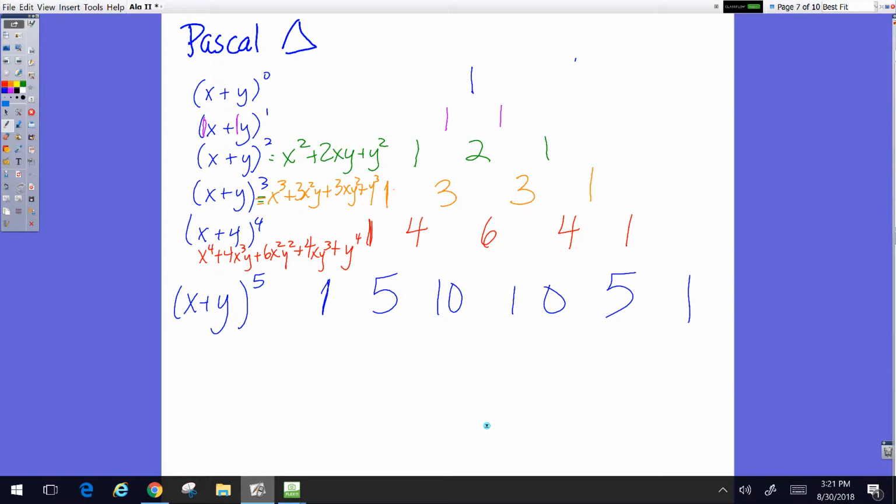Alright, so one way to build Pascal's triangle, and you're going to see it clear as day now: if you add these two, you get that, and those two, you get that, and those two, you get that, and so on across the row.